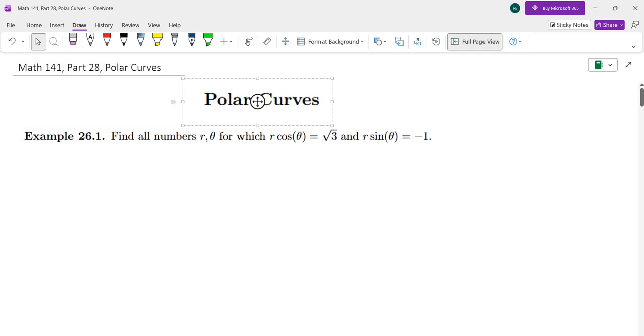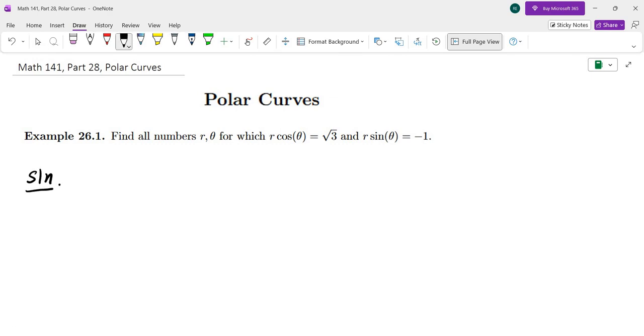Here is an example. We want to find all numbers r and theta where r cosine of theta is root 3 and r sine of theta is -1. This allows us to consider the cases where r, the distance to the origin, which we assumed is always positive, to be also negative. Let's solve this problem and I'll talk about that after this.